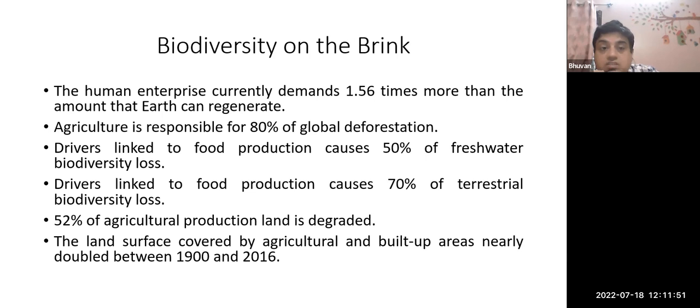And agriculture is responsible for 80% of the global deforestation rate, and food production is linked with 50% of the loss of forest biodiversity, and 70% of the terrestrial biodiversity loss. And 52% of agricultural production land is getting degraded. If we see the trend between 1900 and 2016, the area under agriculture and built-up land has doubled in these years.